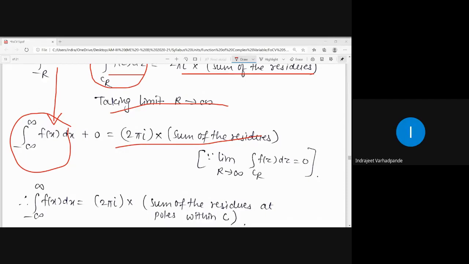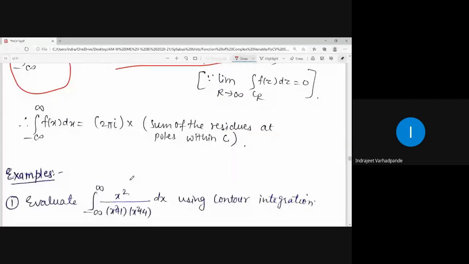Okay. Yes, sir. So, finally, I will write this initial question in terms of z and then try to simplify and get the answer. Is it fine? So, therefore, we now take one of the examples.